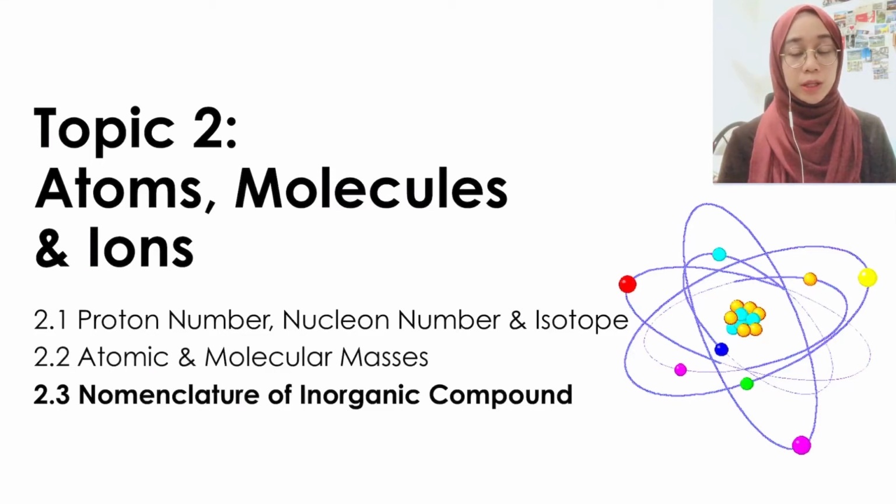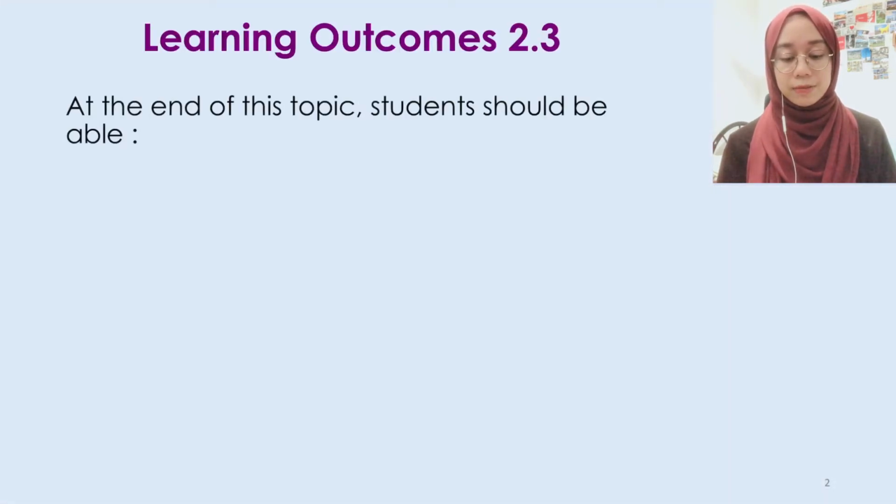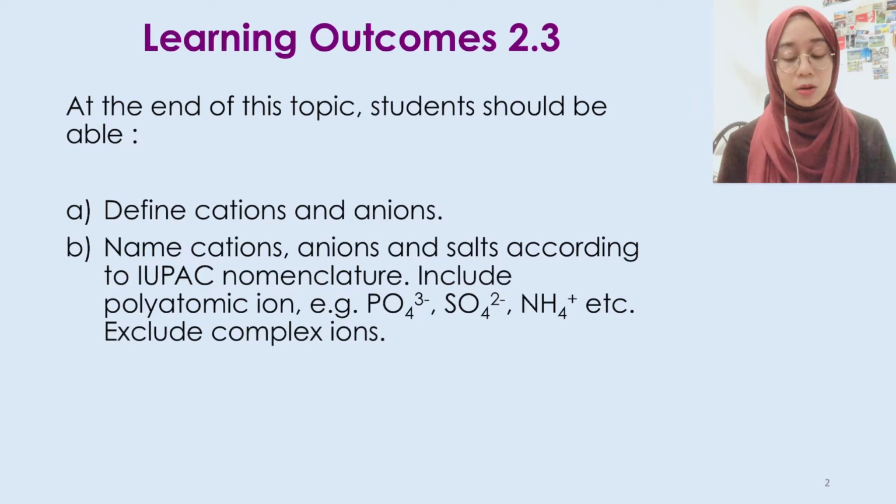So today we are going into the last subtopic of topic 2, which is 2.3, Nomenclature of Inorganic Compound. Let's have a look at the learning outcome for this lesson first. By the end of this lesson, you should be able to define cations and anions, and then to name cations, anions and also salts according to IUPAC nomenclature, which includes some of the polyatomic ions.